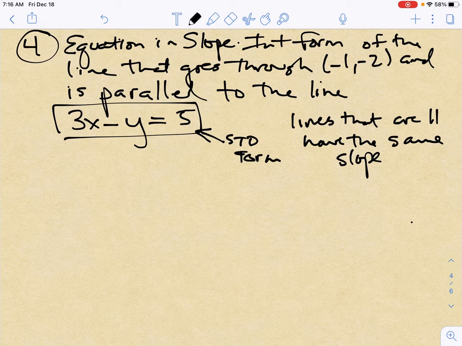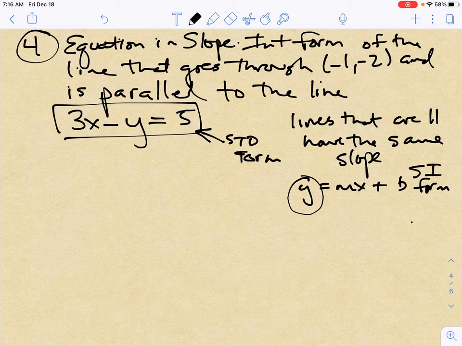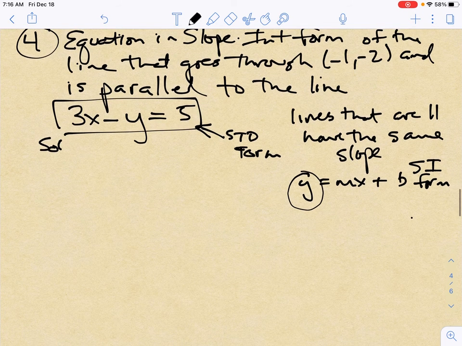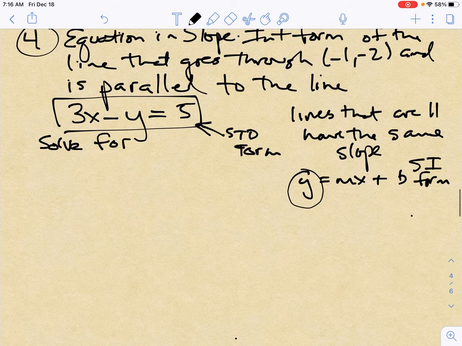The big thing about slope-intercept form, y equals mx plus b, is that basically if you solve for y, it will wind up in this form. It will put the x term and your constant on the other side, and that's how it works. So pretty much just solve for y. Okay, so let's do that.